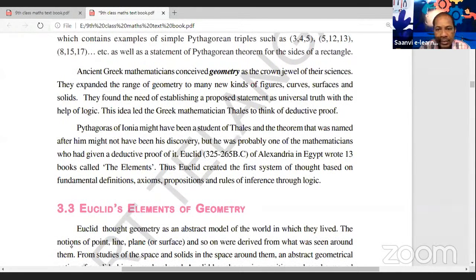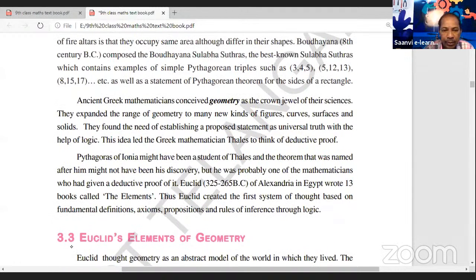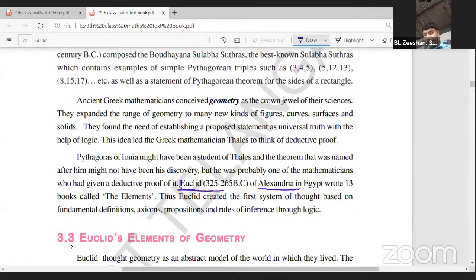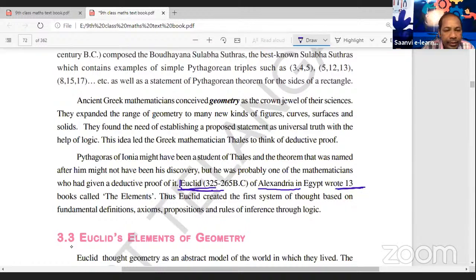Now Jishan Ali said immediately that the father of geometry is Euclid. So all of you appreciate Jishan. See here, the father of geometry, the founder of geometry, who first described geometry, is Euclid. In Alexandria in Egypt, Euclid wrote 13 books. They are called the Elements.